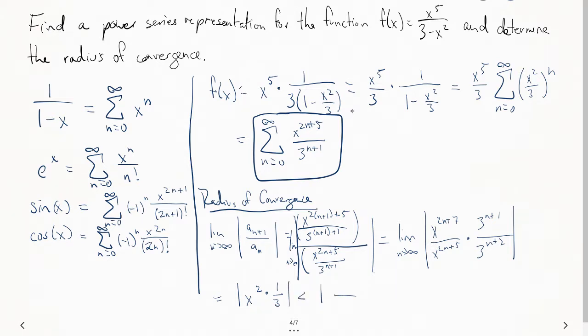Right? So that means that the absolute value of x squared has to be less than 3. Well, we're talking absolute value, so taking the square root, we'll do the positive square root. So we have the absolute value of x is less than the square root of 3. So what does that mean at the end of the day? Well, it means our radius of convergence equals square root of 3.